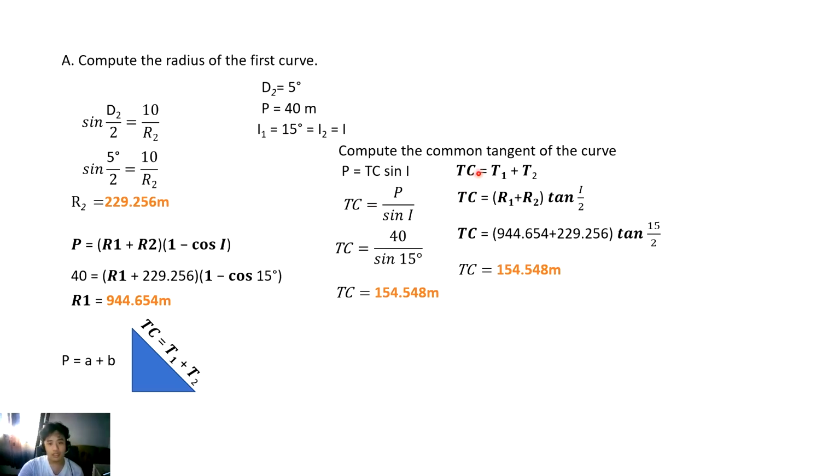Then, para gamitin naman natin yung usual na ginagamit natin formula, which is yung T1 plus T2. So, substitute lang. Gagamitin natin yung R1 plus R2 times tangent I over 2. Since, pinagsama na nga natin silang dalawa. Tapos, minadali na lang natin. Since, isa lang naman yung I kasi nila. So, ngayon, substitute 944.654 plus 229.256 times tangent 15 over 2 and we'll get 154.548 meters. So, same sila.